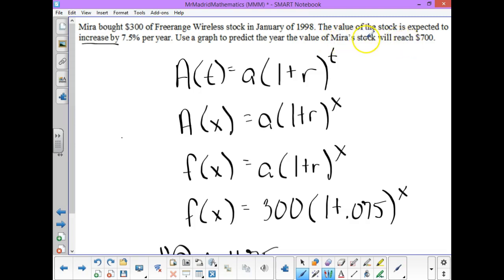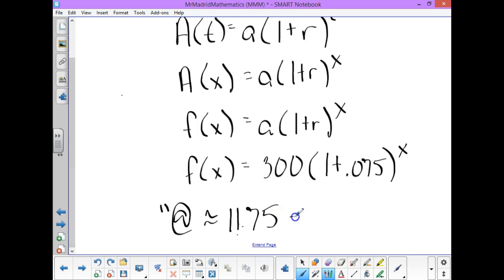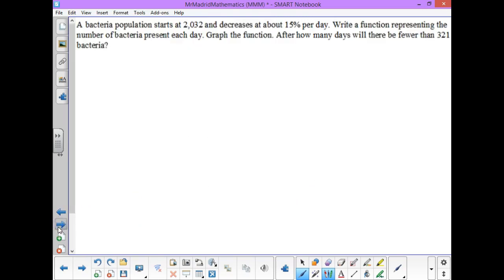We've got what? Mirror stock will be approximately $700. We've got the $700 that they're interested in. Okay. Alright. Let's continue here.